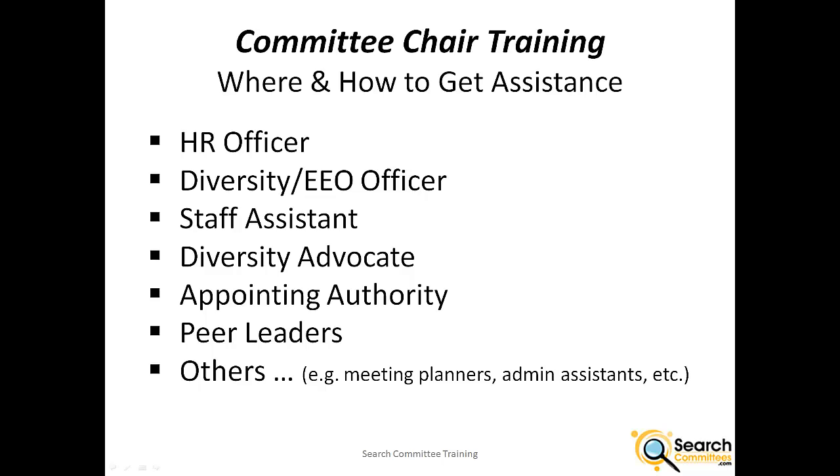Next, where to get assistance. These 5 or 7 topics here, or sources, are places to find help. The HR manager, the diversity or equal opportunity officer. Many committees may have a staff assistant assigned to them, whether that's from the hiring department, the HR department, or otherwise some administrative staff member who's designed to help with the administrative and logistical matters of the search. A diversity advocate, a person who has some advanced training and experience on helping committees deal with selecting without bias. The hiring authority, him or herself, could be a source, and other peers who've led committees before. They're all sources of assistance in the process.